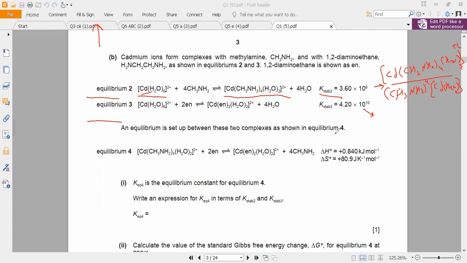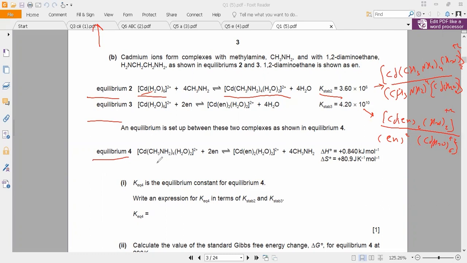Here we have another Kstab, which is this one. So how do we write it? It will be [Cd(en)2(H2O)2]2+ over [en] to the power of 2, and guys, also we have [Cd(H2O)6]2+. So I wrote them and I will tell you why I did so.